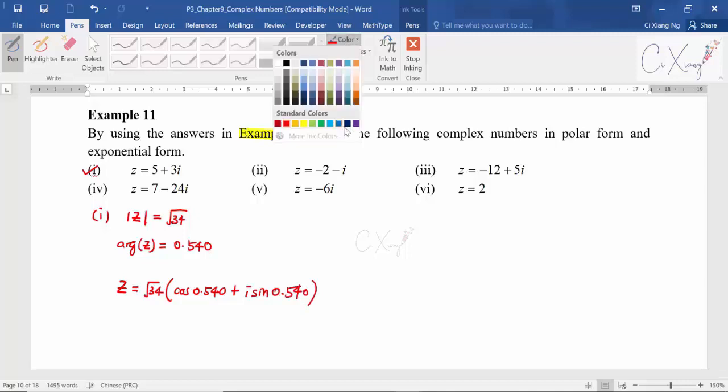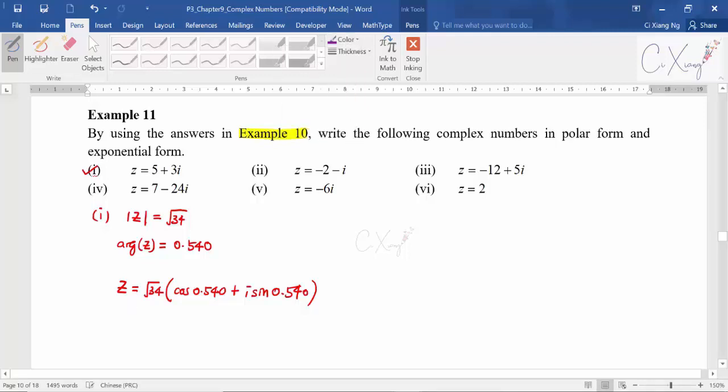Okay, and then if you want to write it in the exponential form, it will look something like this. So square root 34, which is r, and then e^(i theta), so 0.540, this is theta, and then you write as i. So this is what we have as the exponential form. The red color one is polar form, the purple color one is exponential form.